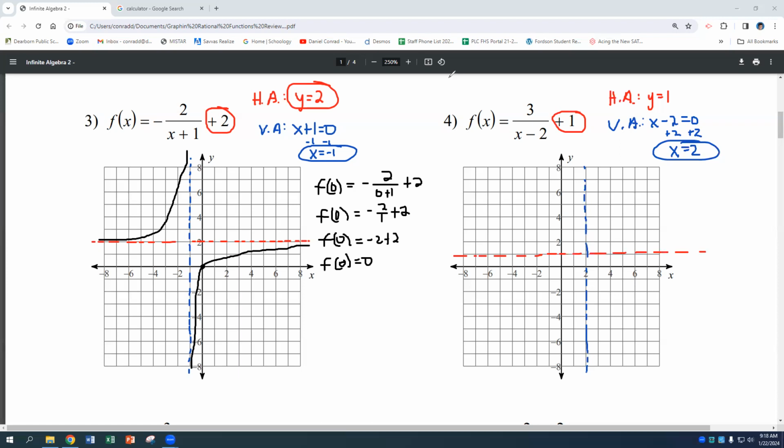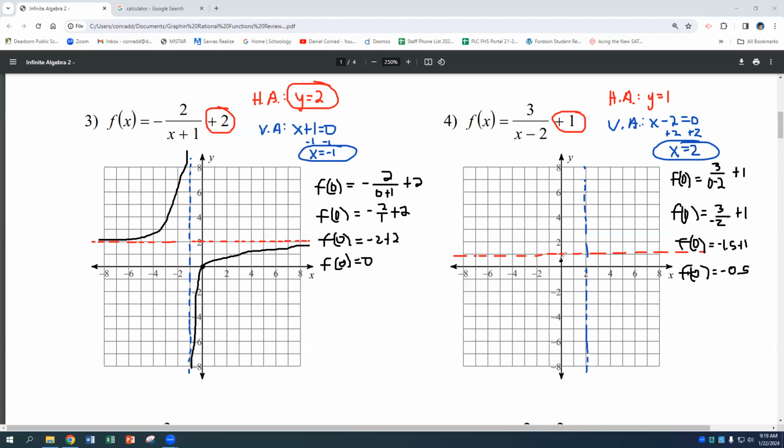Okay, we got to pick a point. Let's pick 0. Again, I think 0 is the easiest. So I'm going to do f of 0 equals 3 over 0 minus 2 plus 1. This gives me 3 over negative 2 plus 1, which gives me negative 1.5 plus 1, which is going to give me negative 0.5.